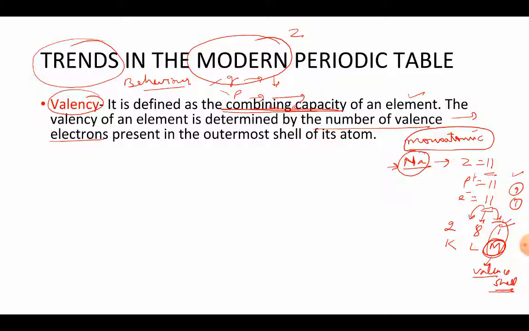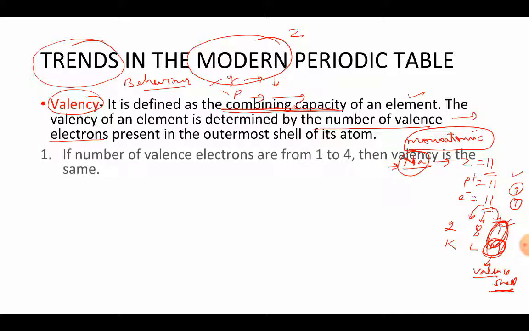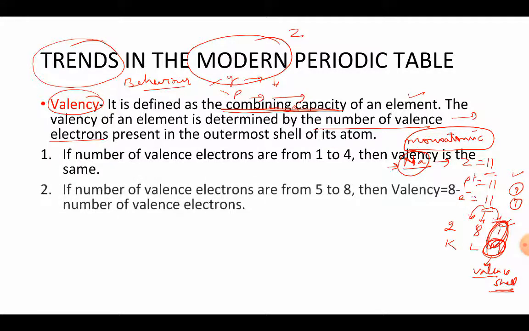Now this is very important, because this valence electron will help us to find out the valency. Now, using this valence electron, how can we find out the valency? There are two rules to find out the valency. The very first rule says that if the number of valence electrons is from 1 to 4, like in this case, in case of sodium, what was the number of valence electrons? It was 1.